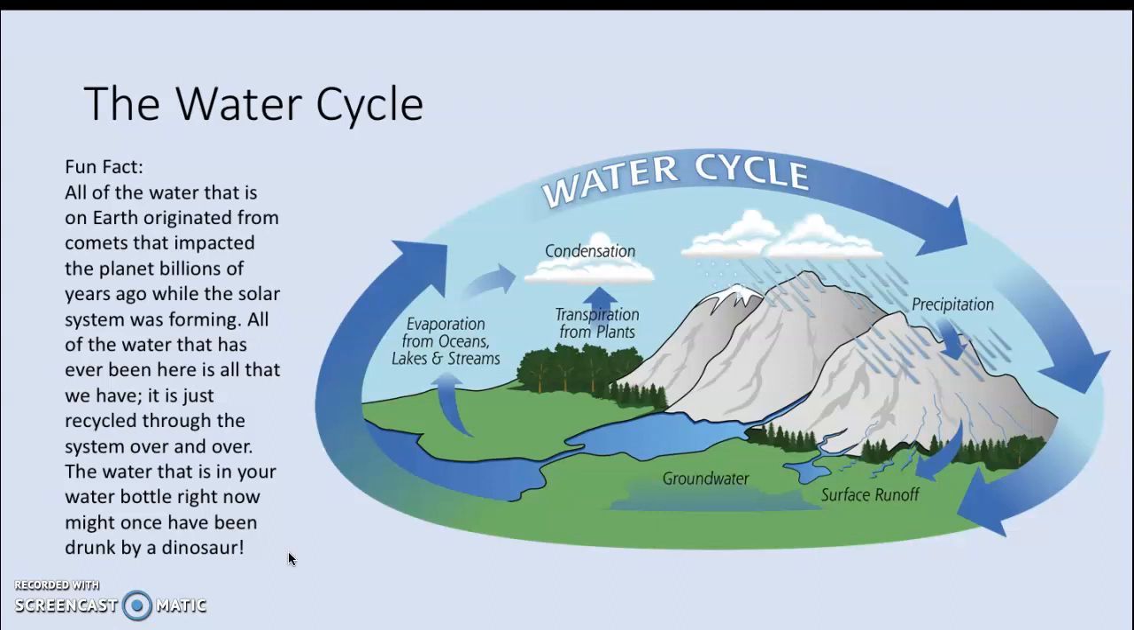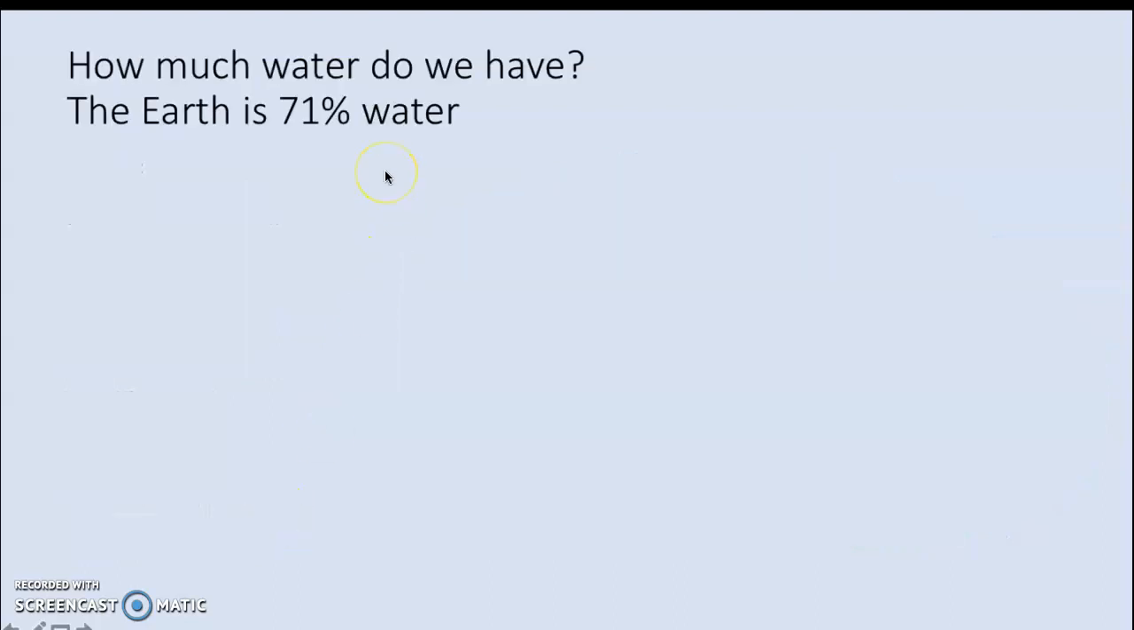Okay? And all of the water that has ever been here is still here. That is all of the water that we have. The water that you could go over to your sink right now, turn on the tap, the water that comes out of that, if you got a drink of that, it might have been water that was once drunk by a dinosaur or a woolly mammoth or a whale or the King of England in the 1600s. It's always been here. So how much water do we have?